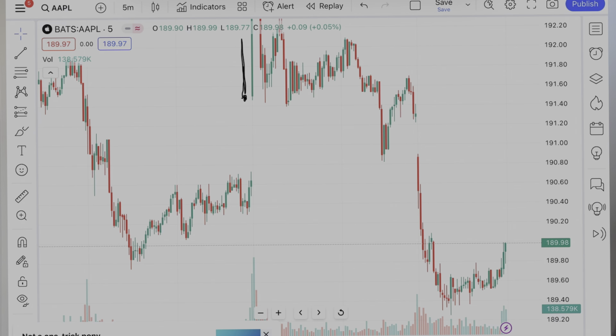Let me clean this up for y'all real quick. So that's a gap and go. But there's also a flip side on the gap and go, right? Because gaps are usually filled the same day or the next day. So in this situation where we have this gap, usually it does a gap and go, but it can also come down to fill this gap, because gaps usually get filled in the same day or the next day.